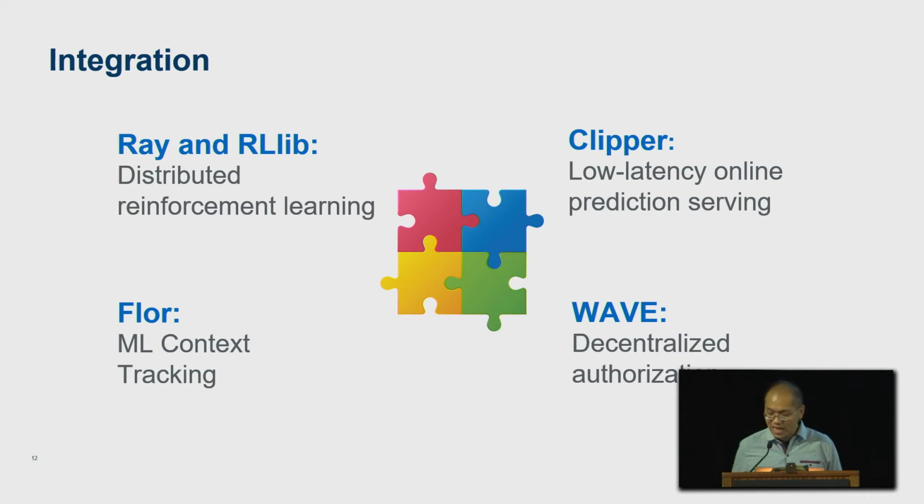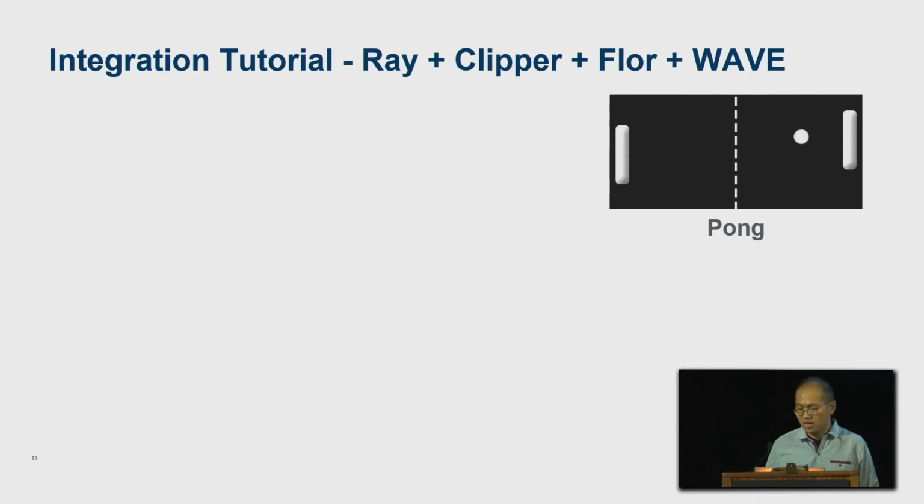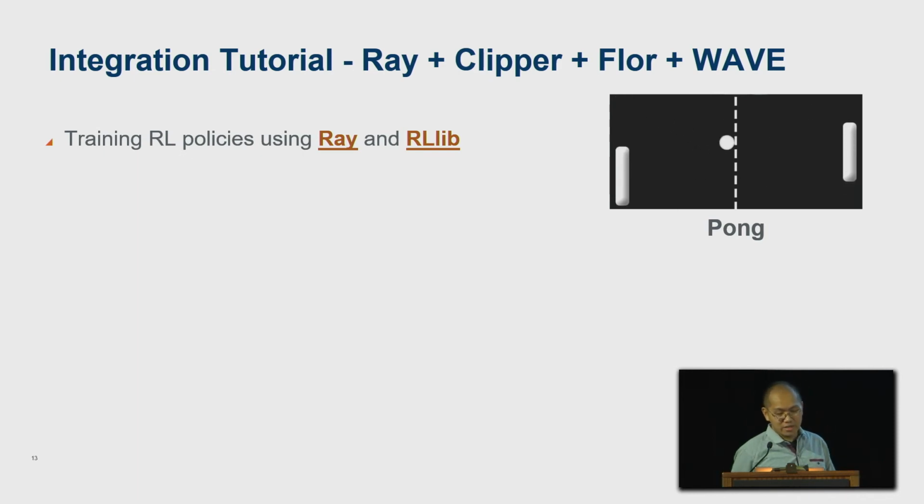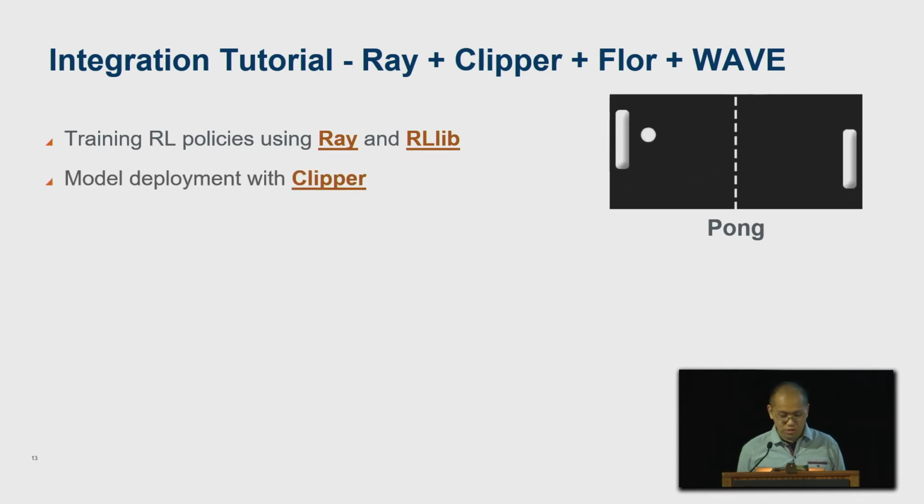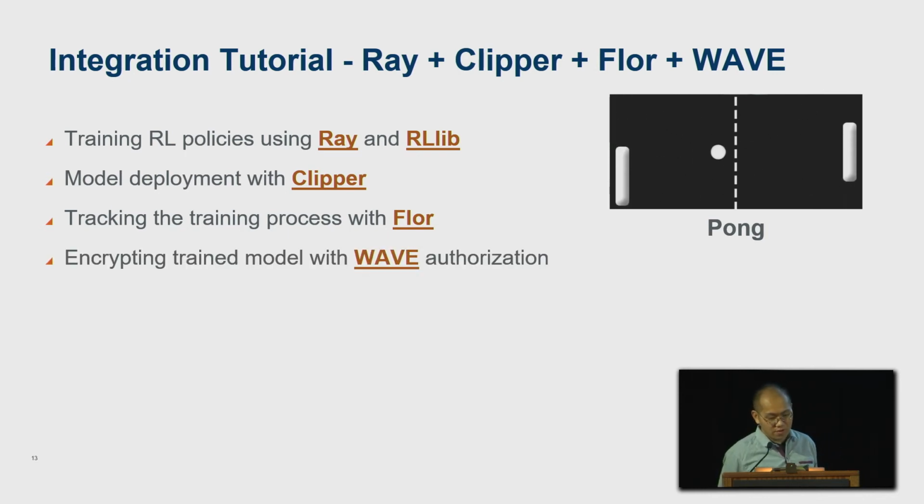Our last tutorial will be putting all these 4 projects together, and basically you create a Pong game. Inside this Pong game, we'll use all these systems to improve it. First, you will be training a reinforcement learning policy using Ray and RLlib. You also deploy the models and test them with Clipper. And then you will be able to track the training process with Flor. And finally, you will use Wave to authorize and encrypt those trained models, so only you can access these very precious sensitive models.